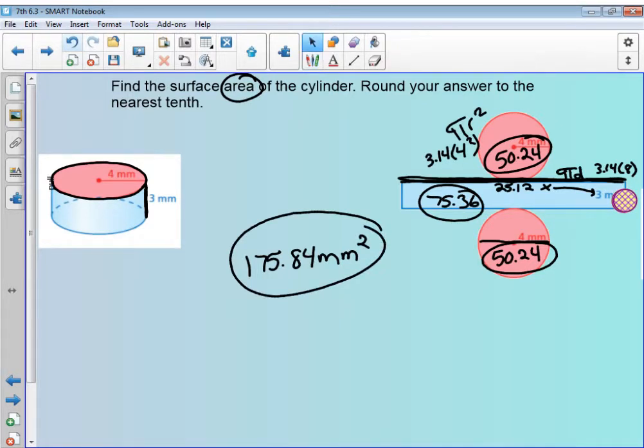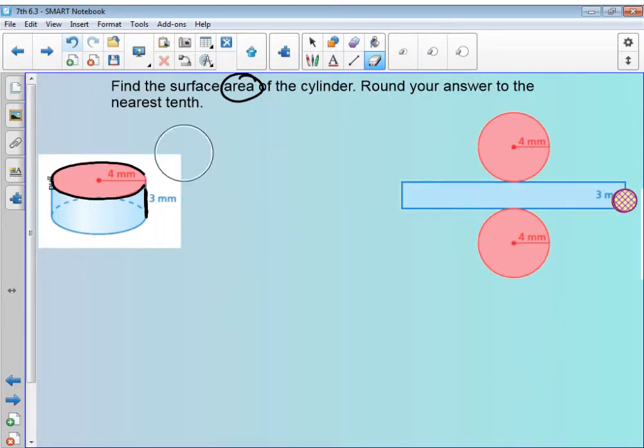Okay, so this is breaking it down into the 3 pieces. You have 2 circles and a rectangle. So the new part for you is understanding that when you do that rectangle, your one edge is really the circumference of your circle.